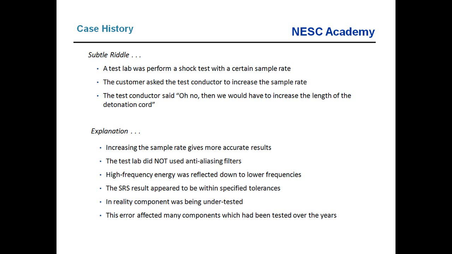Well, the explanation of all this is that increasing the sample rate gives more accurate results. Now, when we're collecting data, it's always good to have a very high sample rate, more than we think we need. And increasing the sample rate does, in fact, give us more accurate measurements. But, of course, there's also a potential diminishing returns effect as well. So we don't have to have some insanely high sample rate. And the anti-aliasing filter helps us to justify using a lower sample rate. But the lab in question did not use analog anti-aliasing filters.